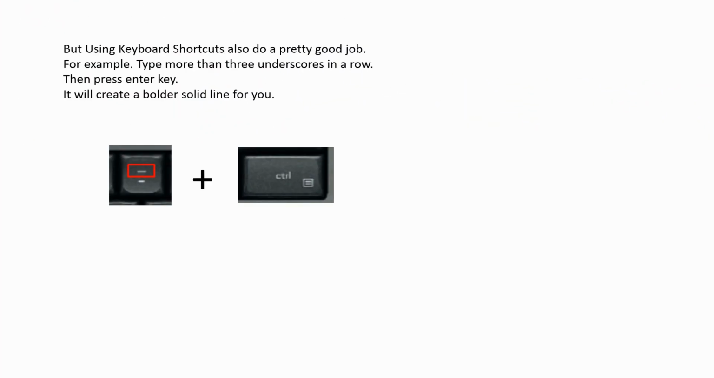But using keyboard shortcuts also does a pretty good job. For example, type more than 3 underscores in a row. Then press the Enter key. It will create a bolder solid line for you.